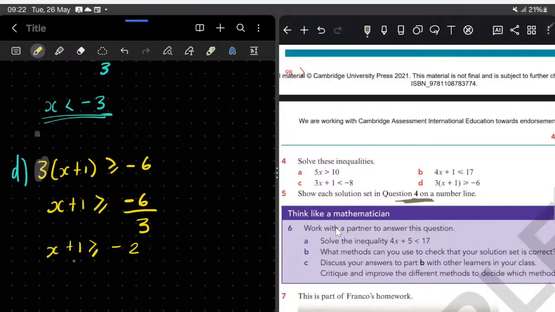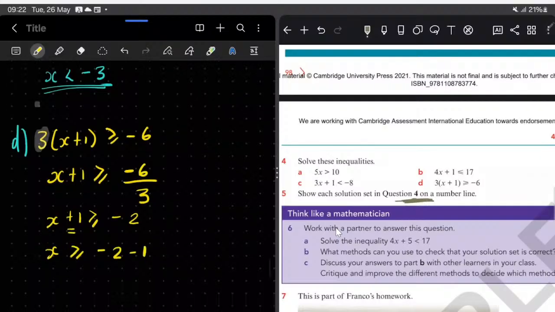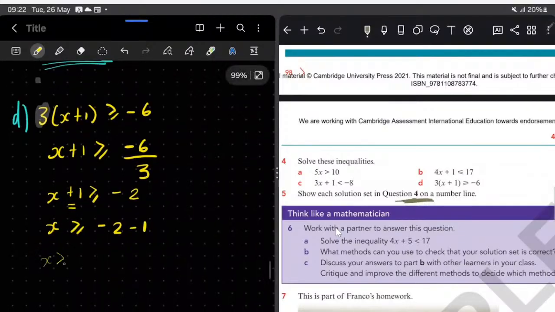Then now we can take the 1 to the other side. We have x greater than or equal to negative 2 is already there. Now this plus 1 is coming to become a minus 1. And you have x greater than or equal to negative 3. Are we good with solving?